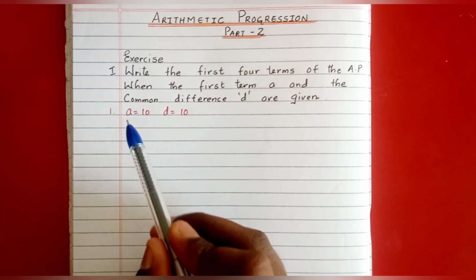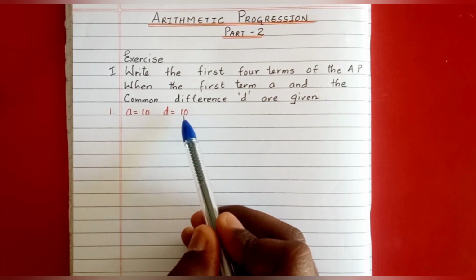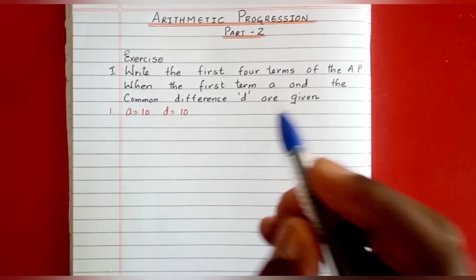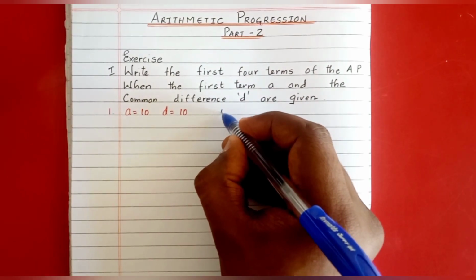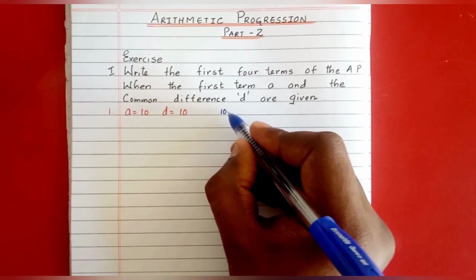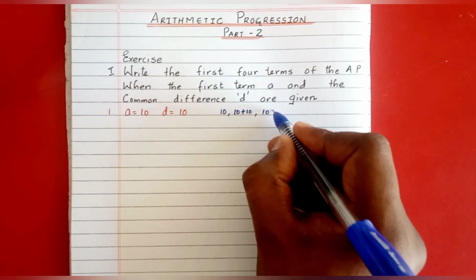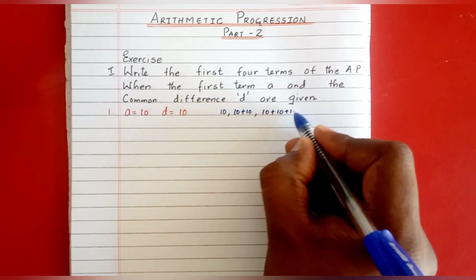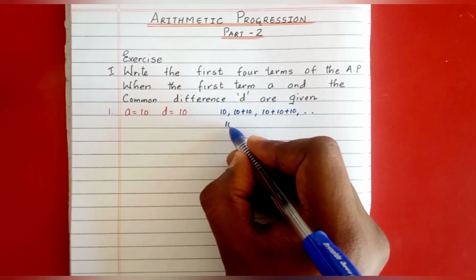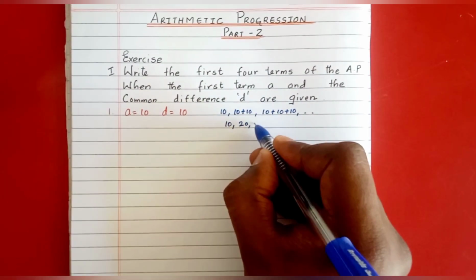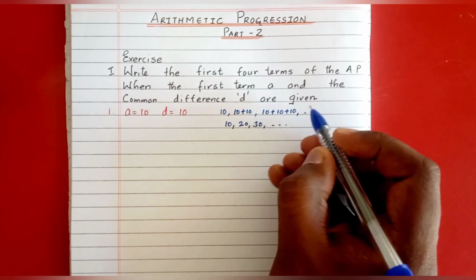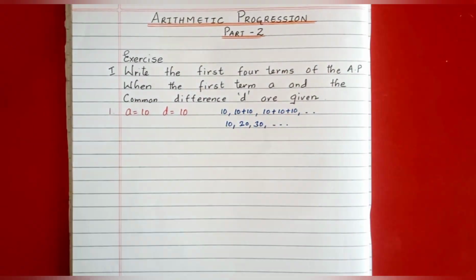First question, A equals 10, D equals 10. The easiest way to get the next term is to add D to the previous term. That is 10, then 10 plus 10 is 20, then 10 plus 10 plus 10 is 30. Is the required AP.